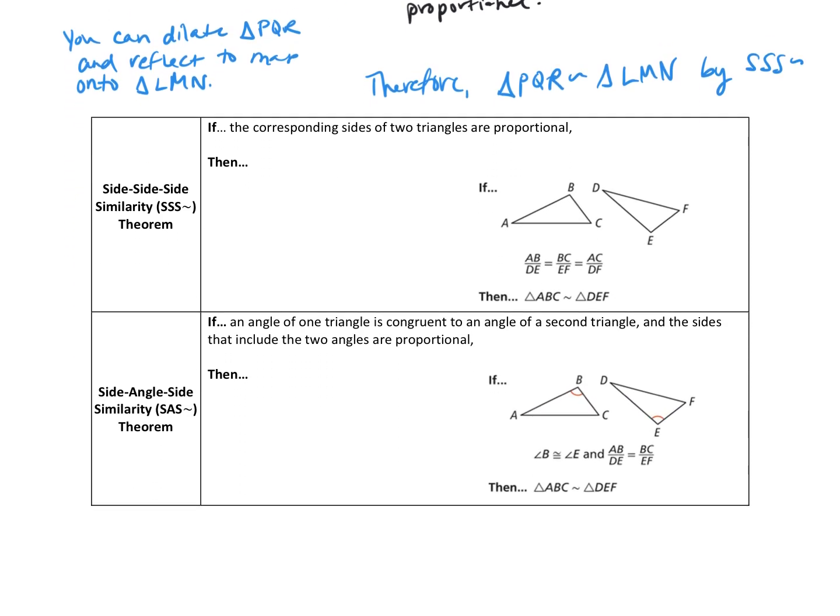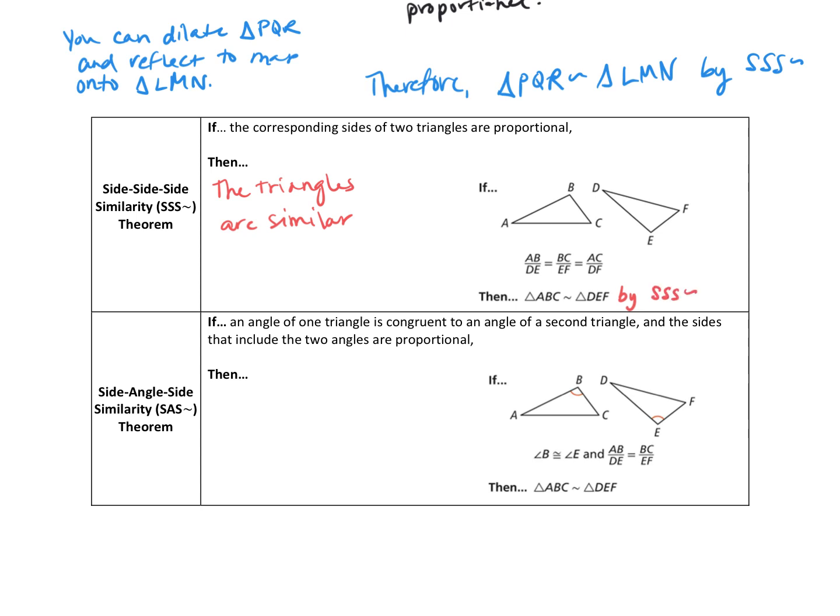All right, so let's just fill in some theorems here. If the corresponding sides of two triangles are proportional, then the triangles are similar. And you can see right here, we're showing that the ratio of these corresponding sides, the ratio of these corresponding sides, the ratio of these corresponding sides are all equal to each other. When that's true, you have similar triangles. And let's just include, they are similar by the side-side-side similarity.